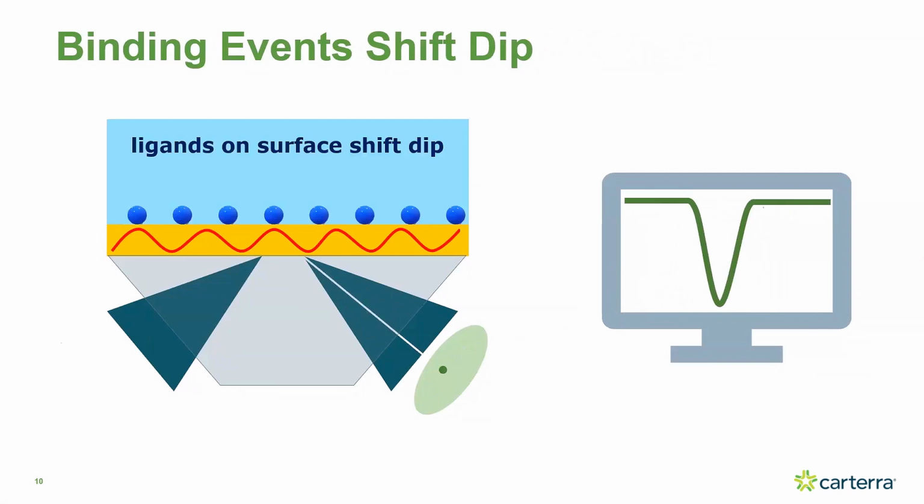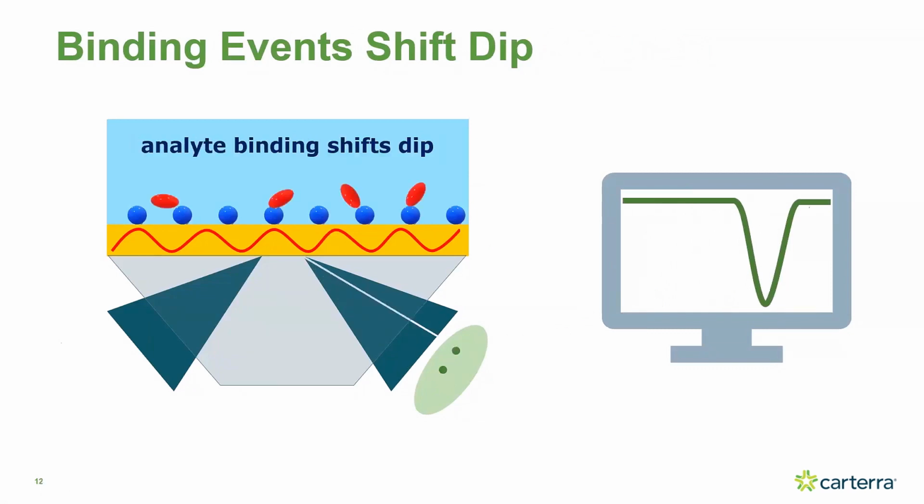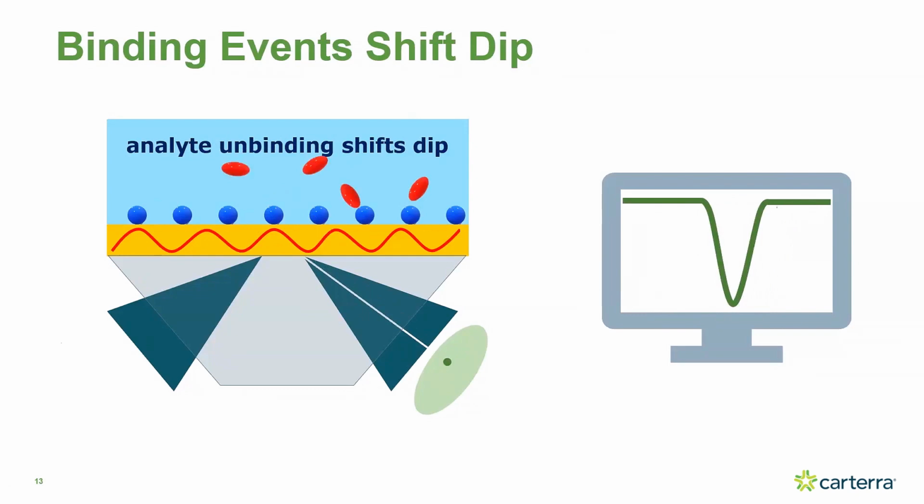changes the effective refractive index on the surface because you're essentially changing the mass of the molecules in that sensitive region to that evanescent wave. So it becomes very sensitive to protein binding to the surface. And then if you bind antigen, you get a further shift to the right. And then as that protein dissociates, the dip shifts back to the left.